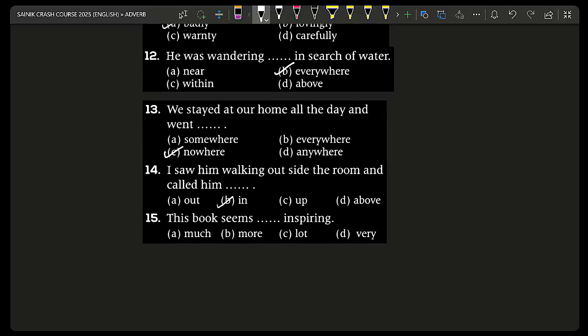Next question you have to answer correctly, Nishil. Read loudly. These books seem dash inspiring. Yes. These books seem more inspiring. No. Much inspiring, sir. No. For inspiring, the correct form of adverb we have to use is? Lot, sir. No, very, very inspiring. Sir, this book seems very inspiring to me.